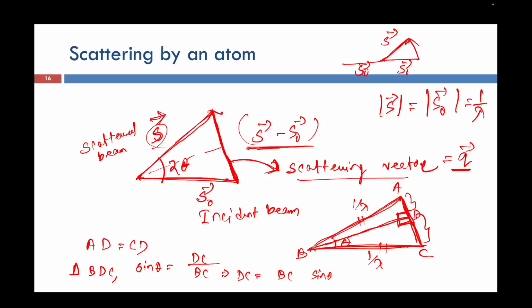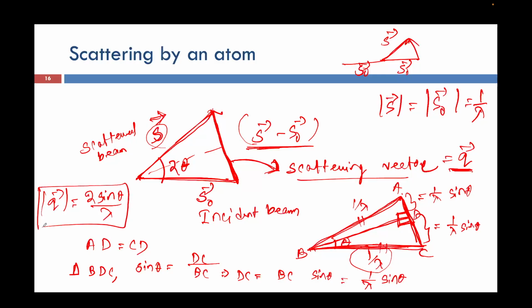What is the magnitude of BC I have taken? 1 by lambda. So I can put 1 by lambda sin theta. So DC will be, this value will be 1 by lambda sin theta. Similarly, this value will also be 1 by lambda sin theta. So the total Q vector, that is AD plus DC, the Q vector magnitude will be 2 sin theta by lambda.